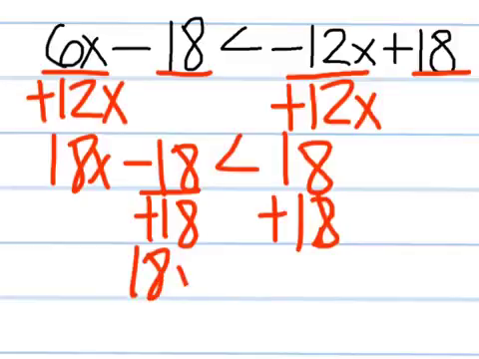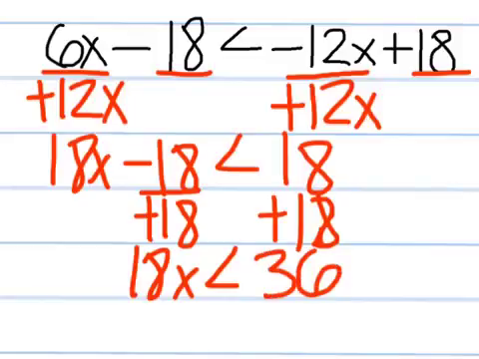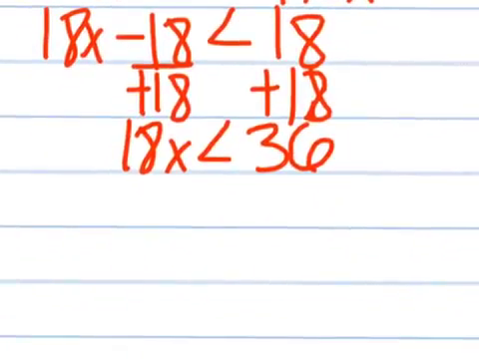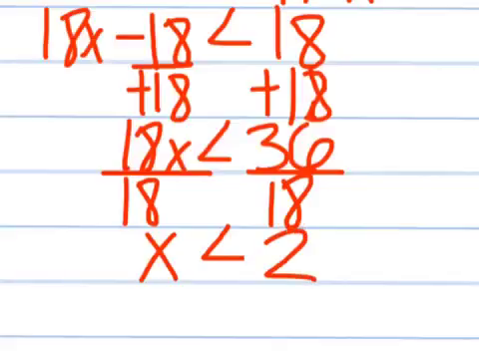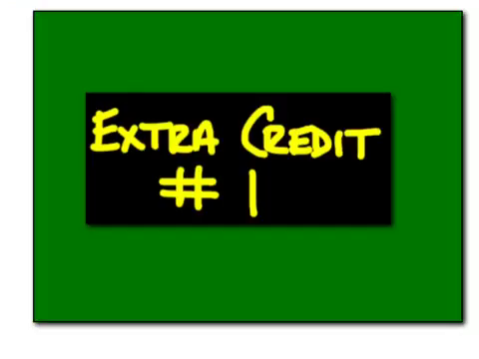Okay, we have 18x on the left. On the right, we have 36. Next, we want to divide by our coefficient, which is 18. It's positive, so our inequality is going to stay the same. On the left, we have x, and on the right, 36 divided by 18 will give us 2.